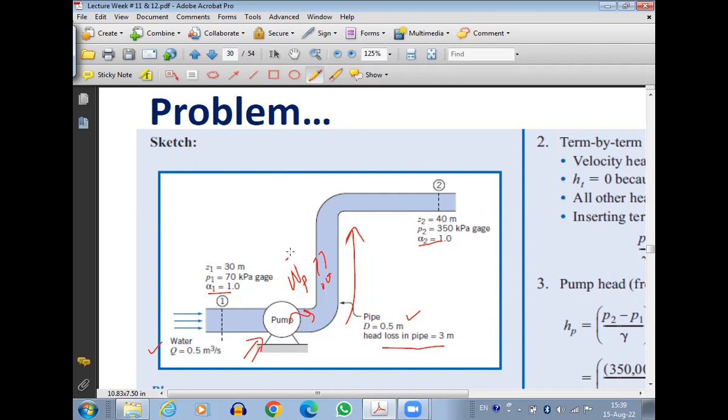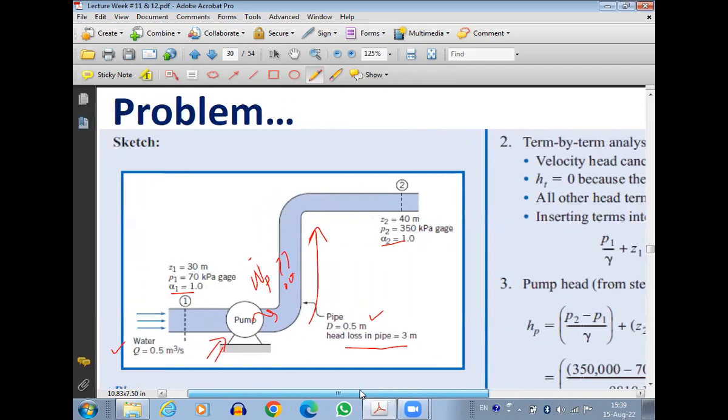We could not use Bernoulli's equation because the pump head is not there within Bernoulli's equation. Also, there is head loss in the pipe, so we cannot use Bernoulli's equation because head losses are not accounted for in it. So this is how you figure out which equation you are going to use in which kind of problem. Okay. Before moving towards the problem solution, do you understand the problem statement, the diagram, and what is required in this problem? Okay.